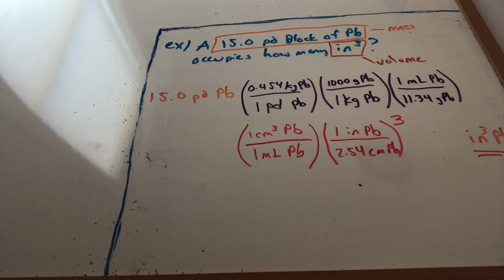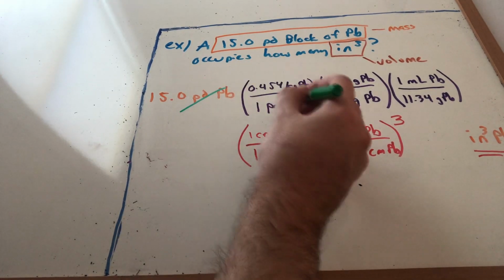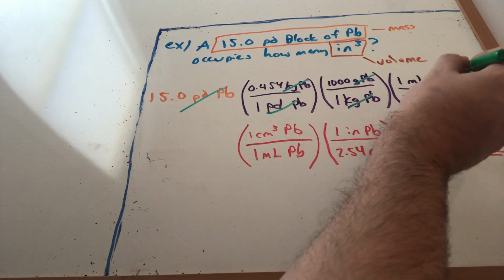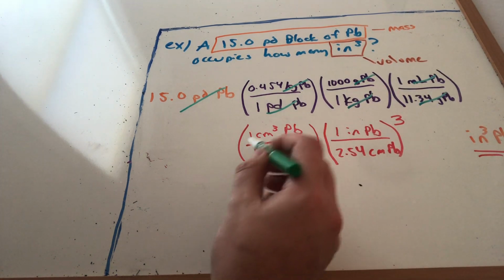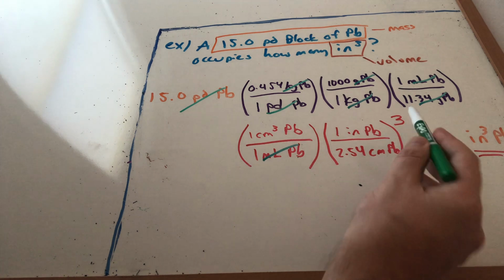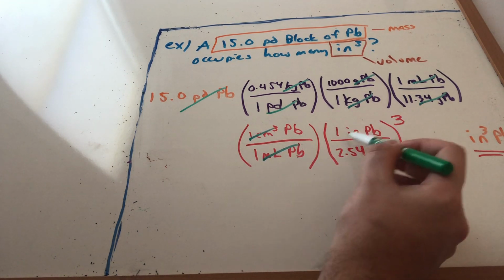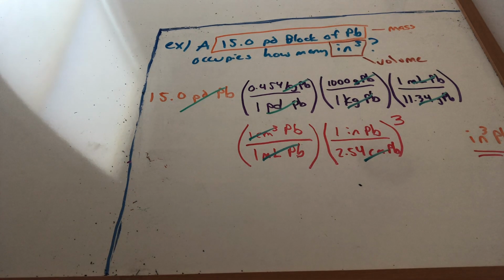It's a real comprehensive example where we see pounds goes away, kilograms goes away, grams goes away, milliliters goes away, centimeters cubed is going to go away, and inches cubed is the result. I plug this into my calculator. I see, oh, I'm doing math.